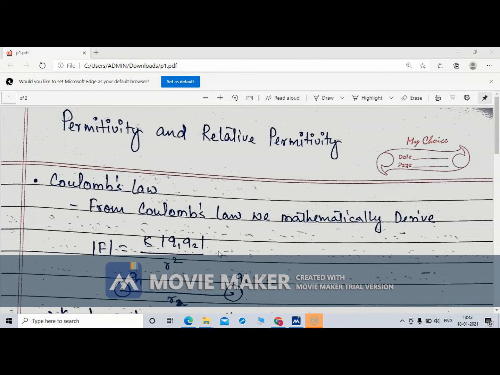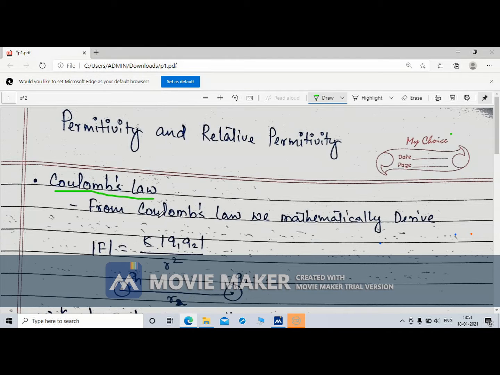So today we're going to see what is permittivity and relative permittivity. In our last lecture we saw what is Coulomb's law, right? And we derived an equation for that, to find the force and magnitude and all.